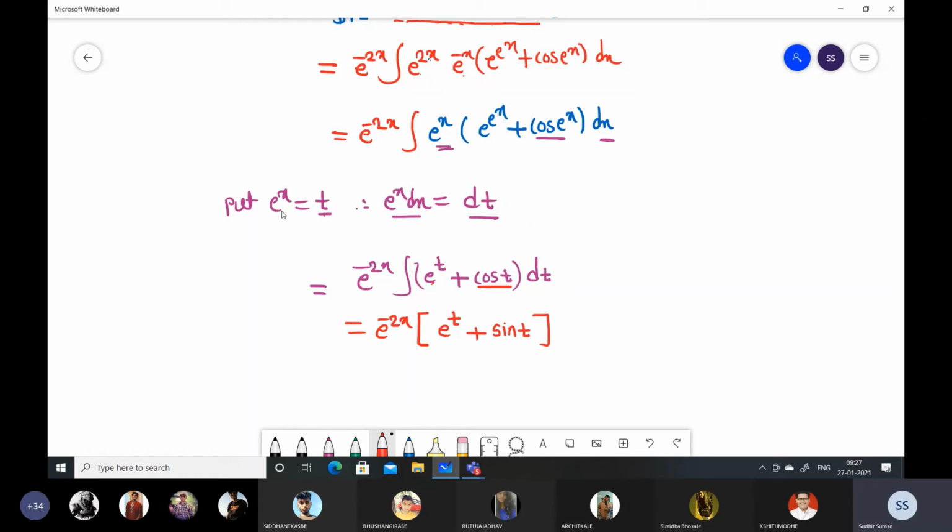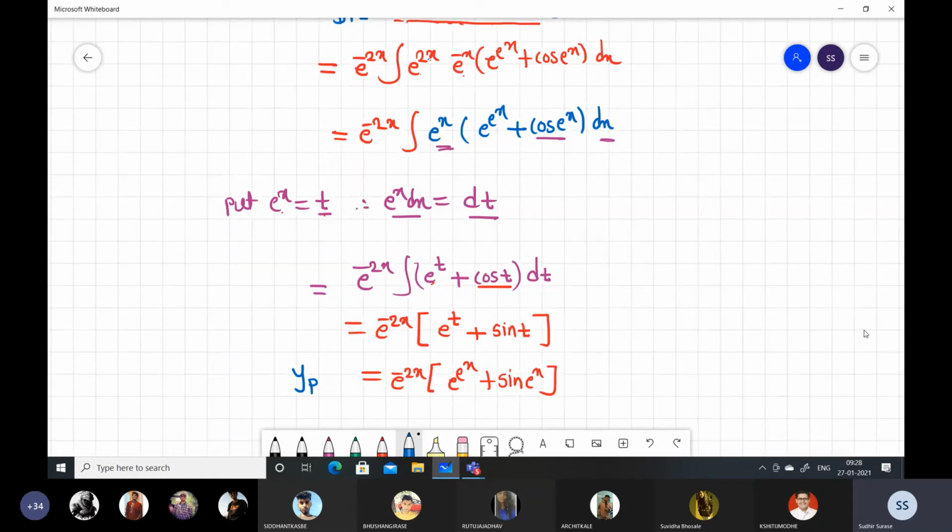Now use the back substitution. t is equal to e to the power x, so that will be e to the power negative 2x, inside e to the power x plus sine e to the power x, using the back substitution. And this is the required answer, the particular integral yp. And earlier we got the complementary function. Yes.